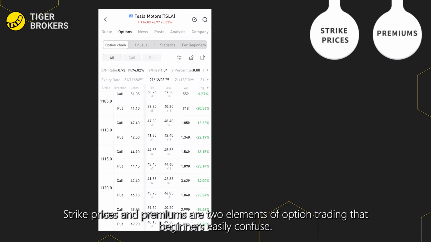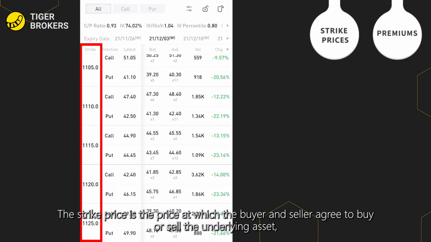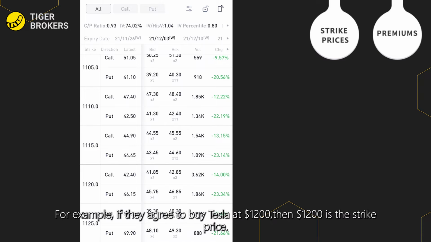Strike prices and premiums are two elements of option trading that beginners easily confuse. The strike price is the price at which the buyer and seller agree to buy or to sell the underlying asset, as mentioned in the last session. For example, if they agree to buy Tesla at $1,200, then $1,200 is the strike price.